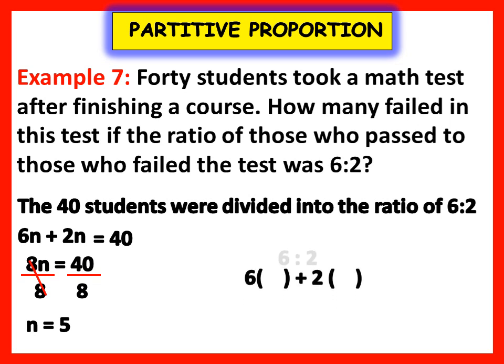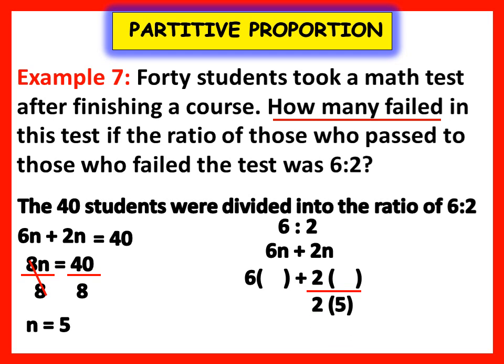So that will be 6:2, and it becomes 6n plus 2n because of the greatest common factor n, and we found it already, which is 5. But we are only being asked how many students failed in that test. So 6 for those who passed and 2 for those who failed. Okay, so be careful that the arrangement of the given variables is very important.